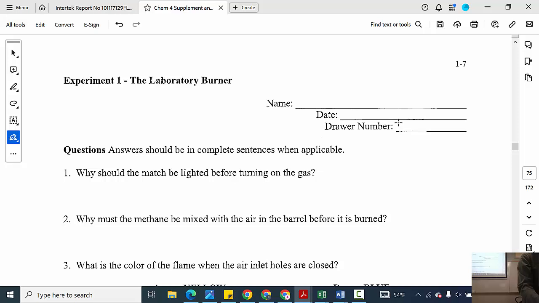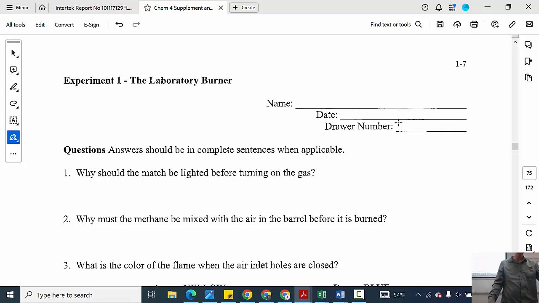And if that concentration builds up high enough, then that's definitely a fire explosion hazard. Why must the methane be mixed with the air in the barrel before it is burned? Does somebody have the answer for that? Yeah, so we get complete combustion. We need enough air in there, and if we don't pre-mix it, then we don't have enough air.